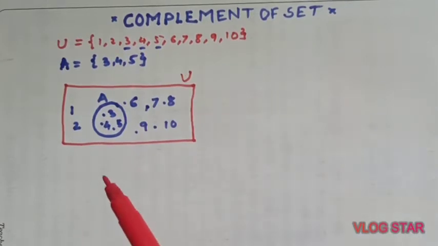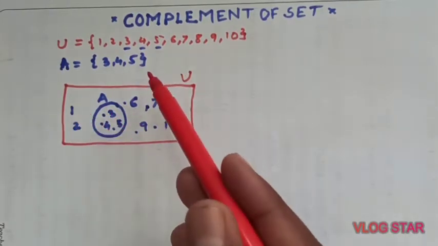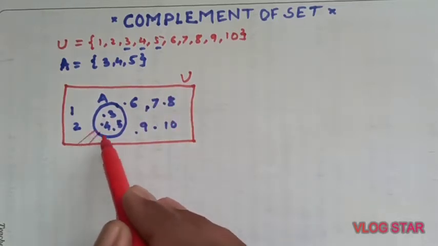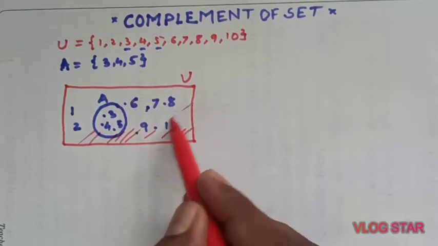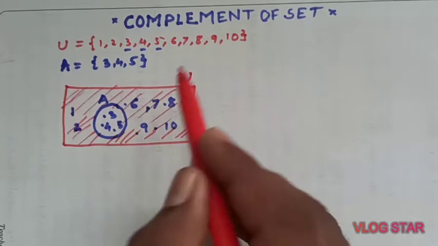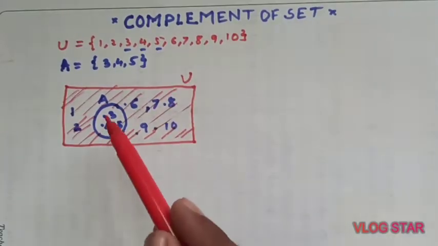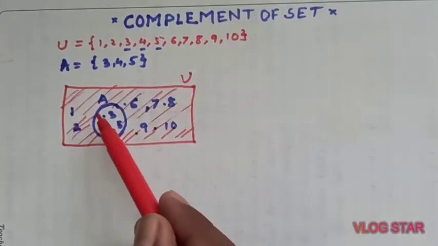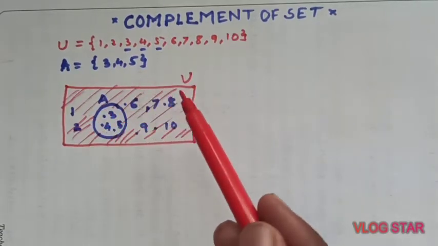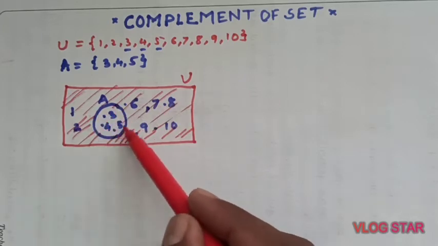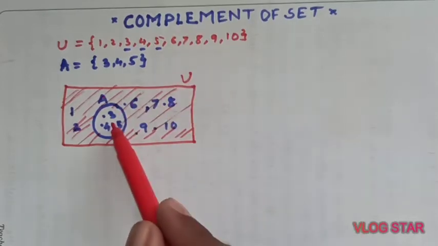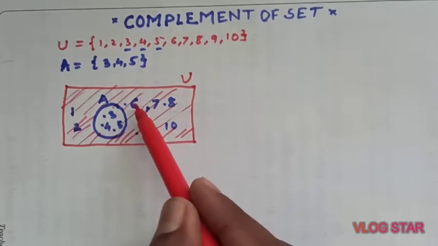Now I want to take elements which are not in A, other than A. So which area? The area which is outside A but inside U. Means the set of all elements in U but not in A. And this is called the complement of the given set. Means we will leave all the elements of A and collect all elements from U which are not in A, other than A. That is a complement.